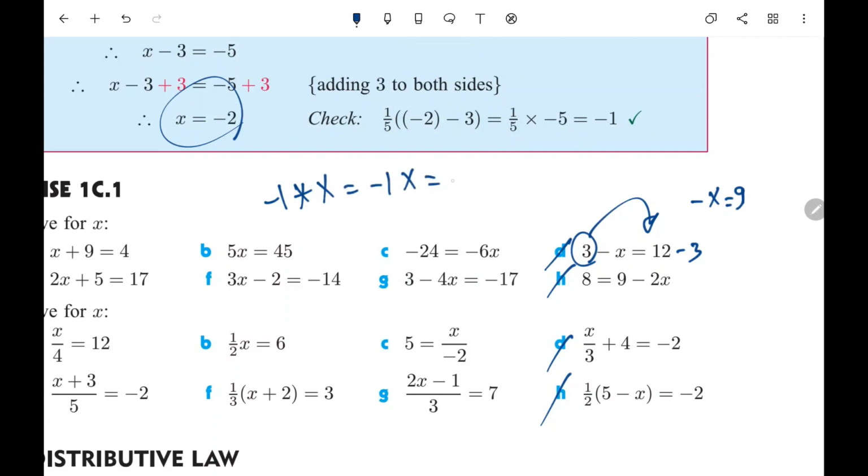Okay, which will equal negative x. So negative x equals negative 1 times x. Is it true? Yes. So I need to cancel this negative 1. Negative 1 here is multiplied, so we need to divide both sides by negative 1. So here we will have x equals negative 9, because 9 divided by negative 1 will equal negative 9.